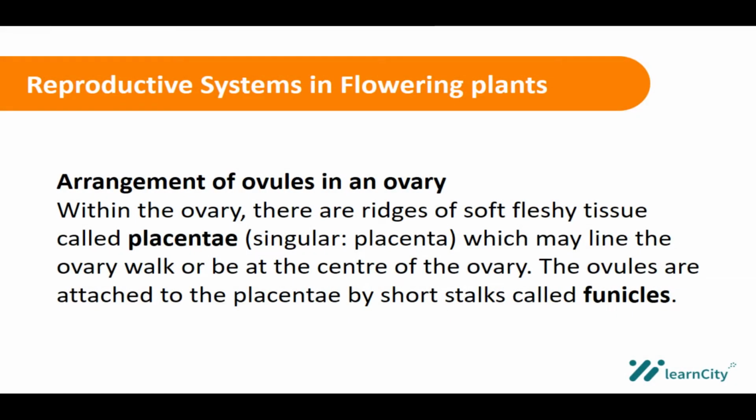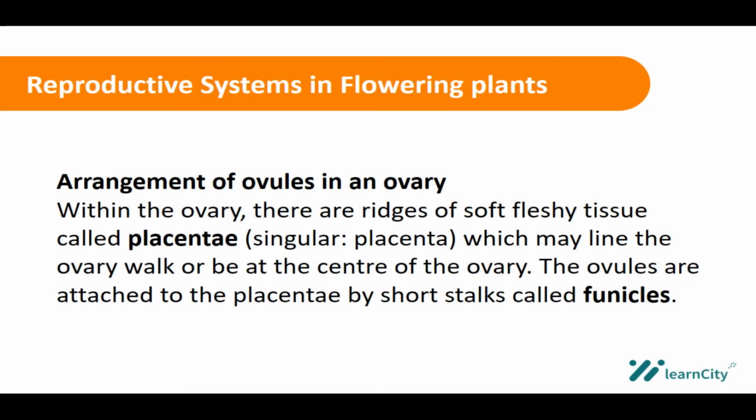So the next thing we want to talk about is the arrangement of ovules in an ovary, or placentation. Now, when we talk about the sexual reproduction of the flower, we said that we have ovaries, and inside the ovaries we have ovules. Within the ovary, the ovules can be arranged in different ways. That is what we call placentation.